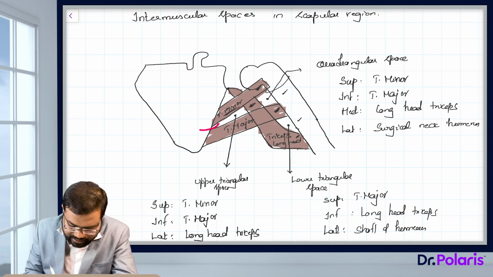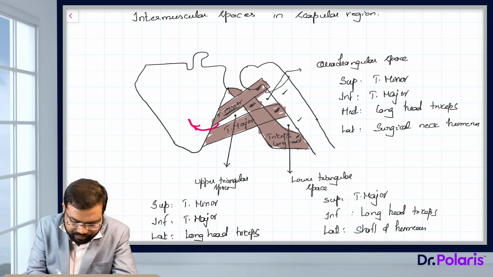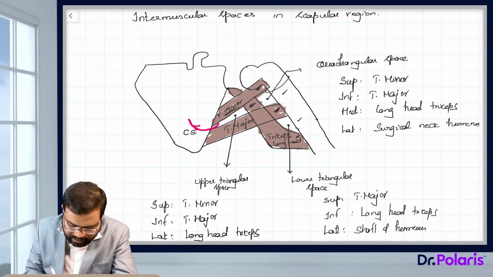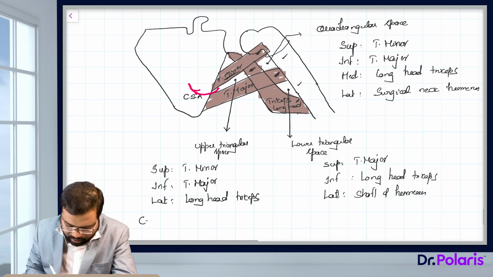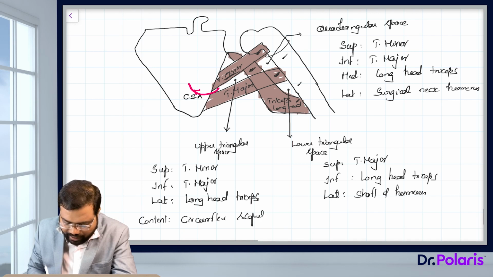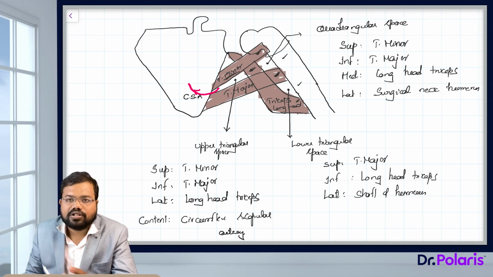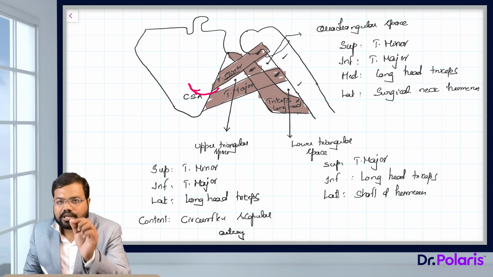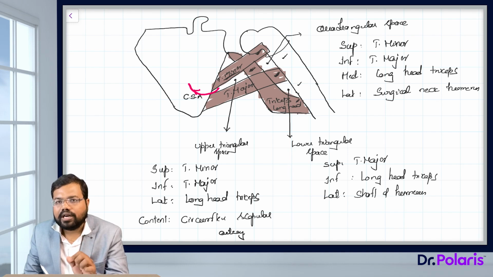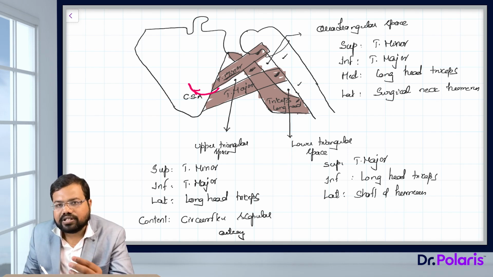The first one, in the upper triangular space, is the circumflex scapular artery. It is actually a branch from the subscapular artery, which is the largest branch of the third part of the axillary artery. The subscapular artery descends along the lateral border of the scapula. While descending, it gives a branch which winds around the scapula, called the circumflex scapular artery. That's the content of the upper triangular space.